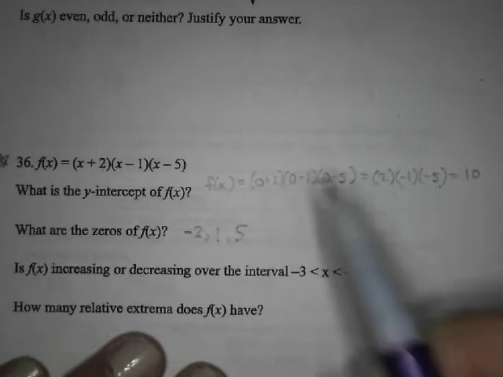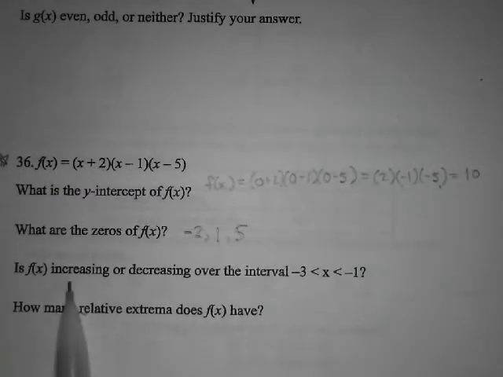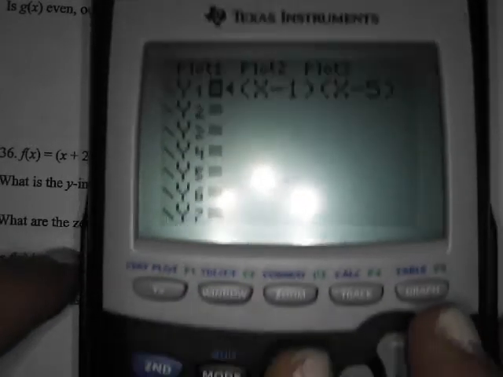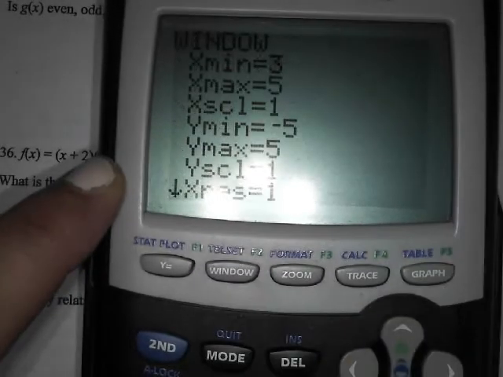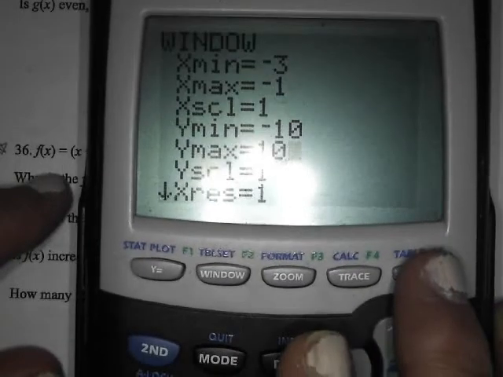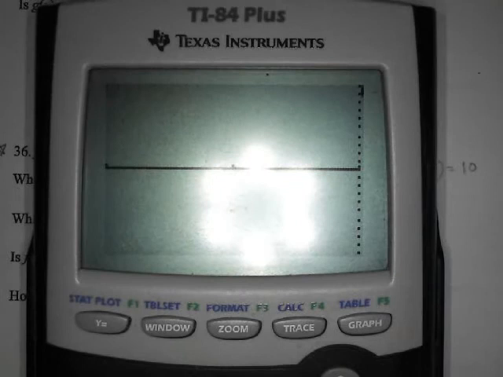Is this function increasing or decreasing over the interval from negative 3 to negative 1? I recommend we type it into our calculator. So I'm going to type in x plus 2, x minus 1, and x minus 5. And I'm going to take a look at this graph, specifically from negative 3 to negative 1 on my x-axis. So when I go to my window, they want it from negative 3 to negative 1. And I'll keep my y's at negative 10 to 10. If it's not enough, I'll change it. Is that increasing or decreasing? Increasing.